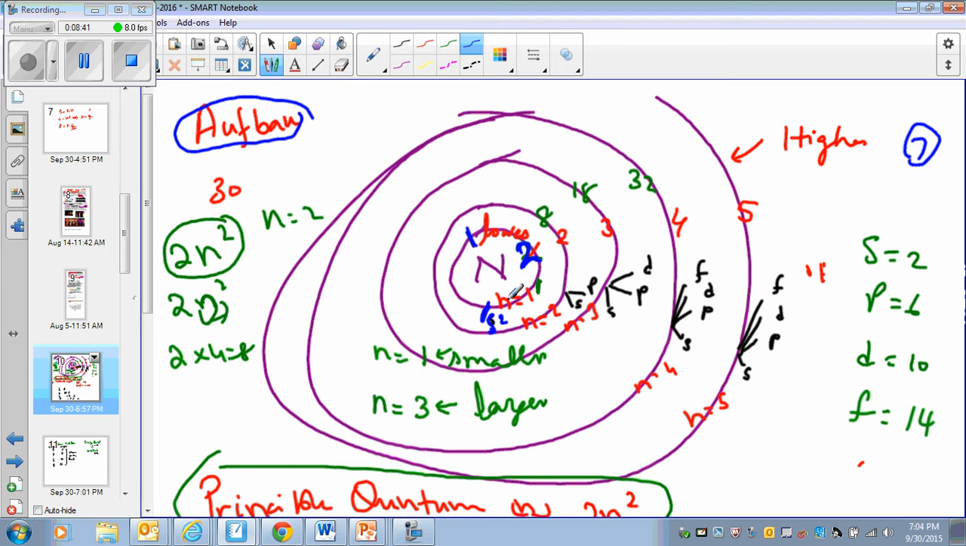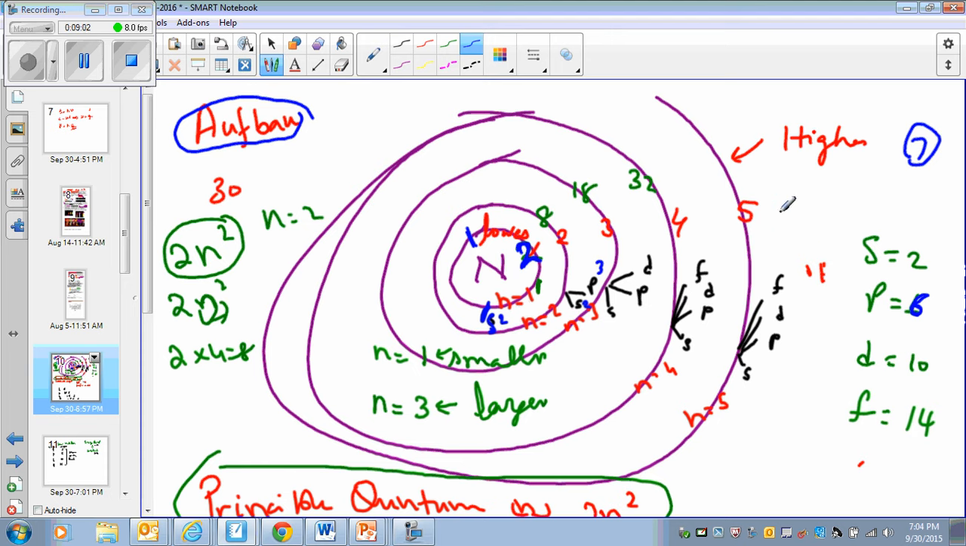So I have 7, so I jump up. And again I see S and P. S is the lower energy level, so I put 2 again in S. So it's already 4. I have 3 more to go. So I put 3 in the P, although P can take 6, because I have a total of 7.